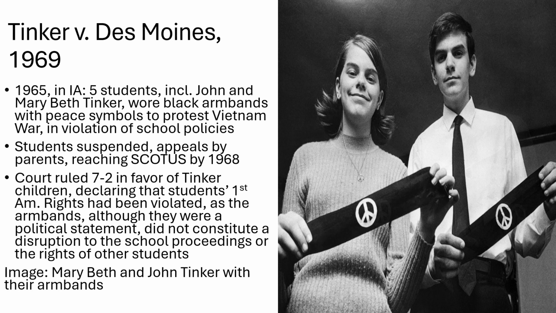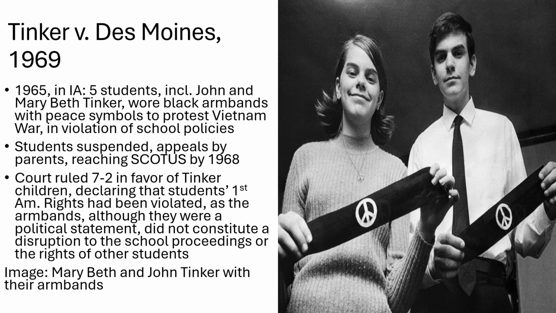The last Supreme Court case we'll talk about for the Warren Court in the 1960s is Tinker v. Des Moines, 1969. In 1965, in Iowa, the Tinker children, who were from a very liberal and left-leaning family, wanted to protest the Vietnam War, John and Mary Beth Tinker specifically. They were going to wear black armbands with peace symbols on them, and this was actually in violation of school dress code policies.